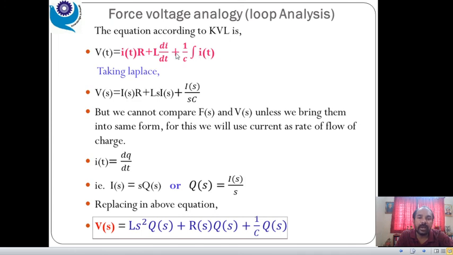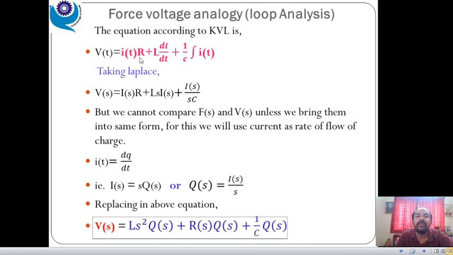See, all these terms are in voltage format. Current into resistor is a voltage; inductance and capacitance terms are also voltages. So that's why it is KVL: the summation of all voltages equals 0, or you can say equals the main voltage. So this is the simple KVL of this circuitry.